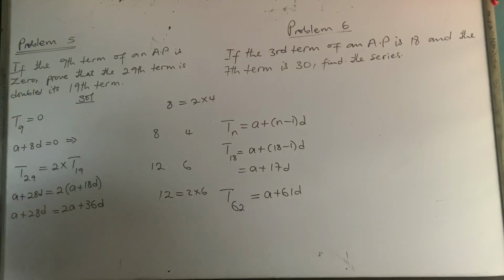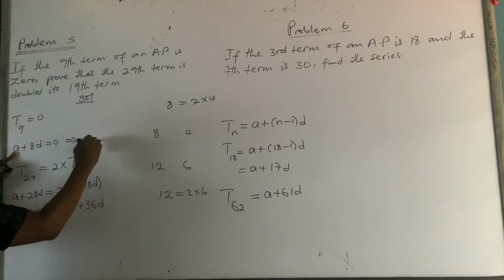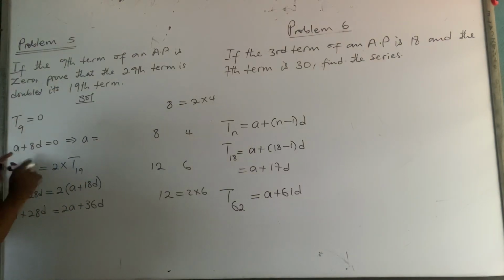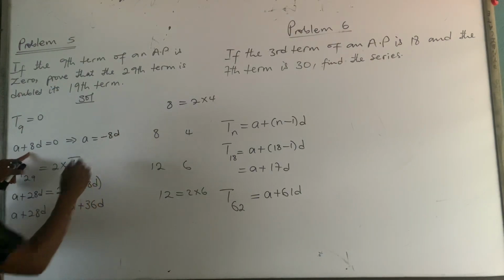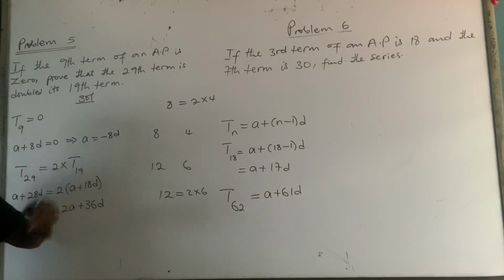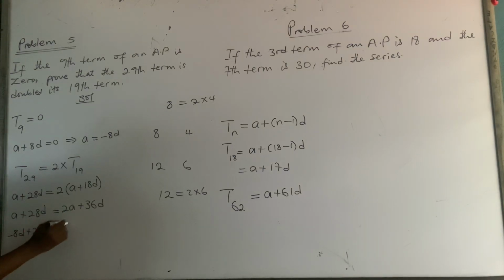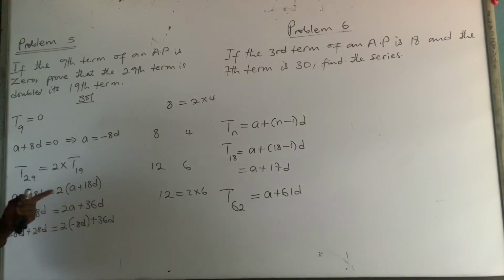Okay, so what do we do now? We need equal sides. But this one can be expressed as a is equal to, we move this to the other side, so the sign becomes minus 8d. So wherever we see a, what do we write? Minus 8d. So for this a, we say minus 8d plus 28d. So 2 times, what is a? Minus 8d plus 36d. So what we are fighting for is that we must have equal sides.